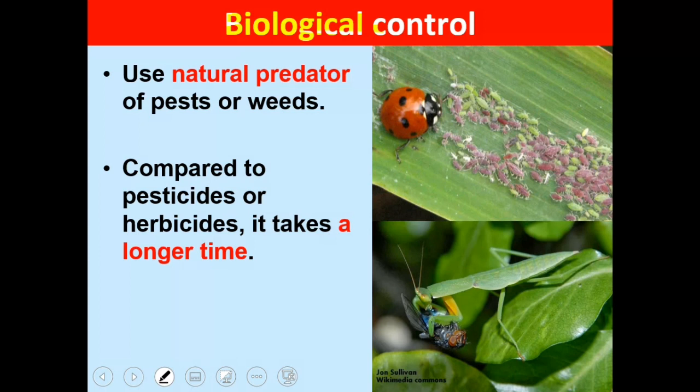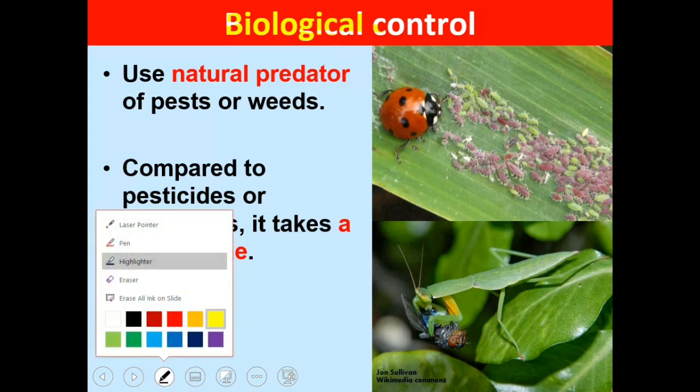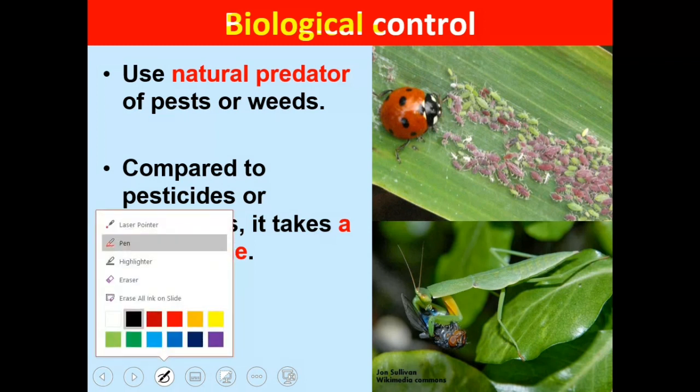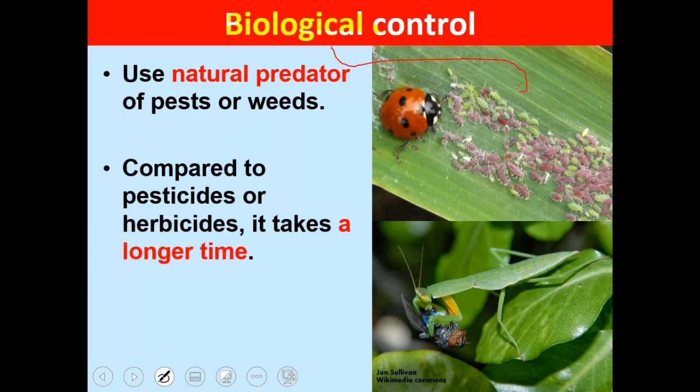Biological control. The way that biological control is used is basically a prey and predator situation. And I'm going to go through examples of biological control in way more detail as time goes. But long story short, we are introducing a natural predator to kill pests or weeds, ladies and gentlemen.